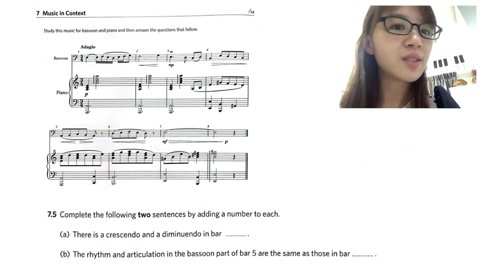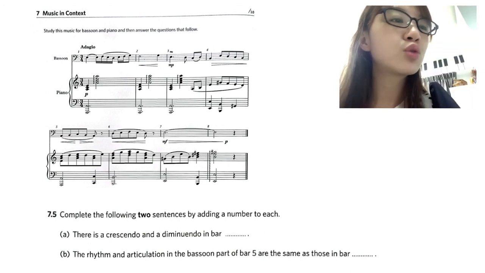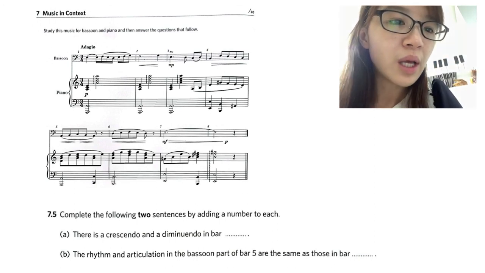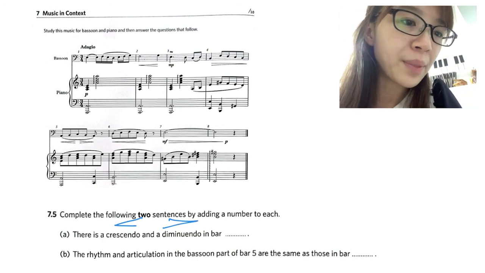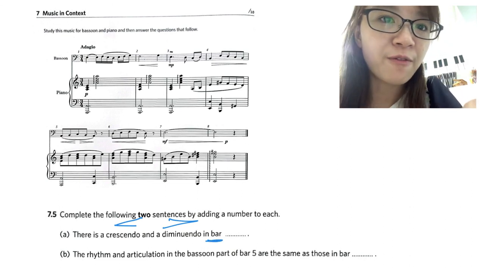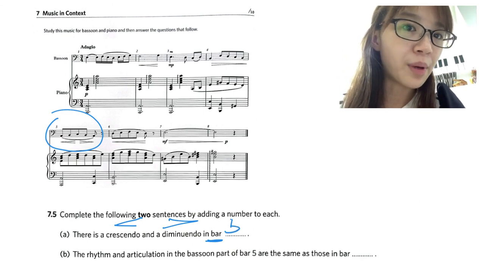For question 7.5, you need to answer two sentences according to the context. There is a crescendo and diminuendo. In which bar does it happen? It's bar 5. Very obviously, it appears in one bar.